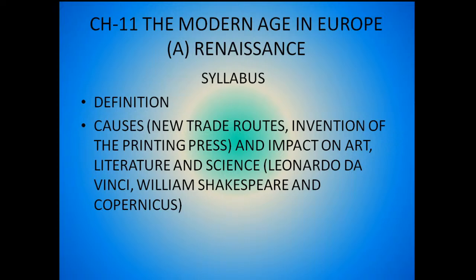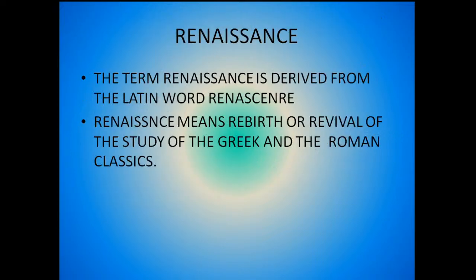Children, in the previous class, we were doing the chapter on the modern age in Europe, that is the Renaissance. You ought to know the syllabus of that: causes, new trade routes, invention of the printing press, and impact on art, literature, and science. Leonardo da Vinci, William Shakespeare, and Copernicus. These topics we have to study.